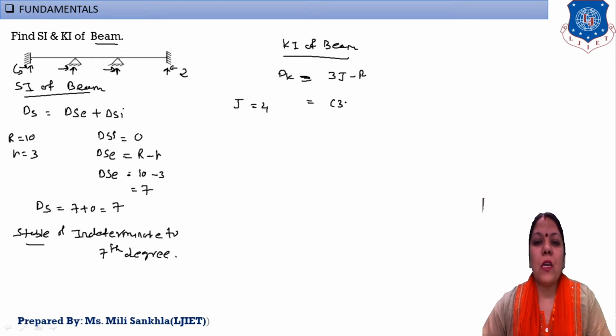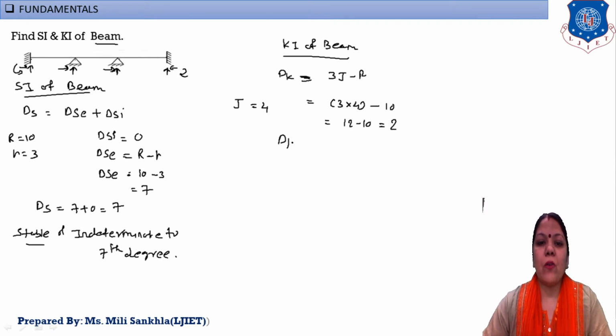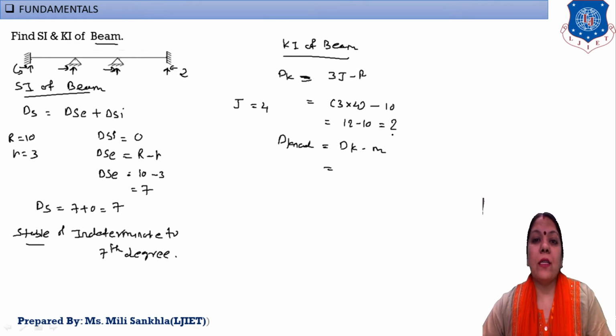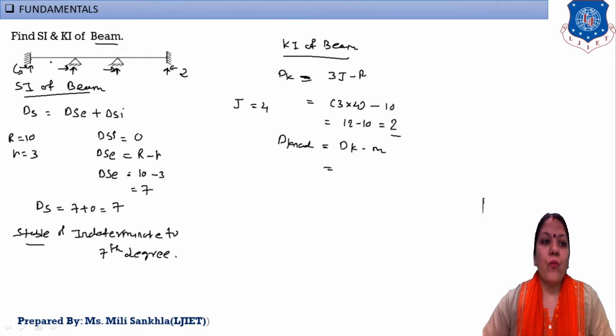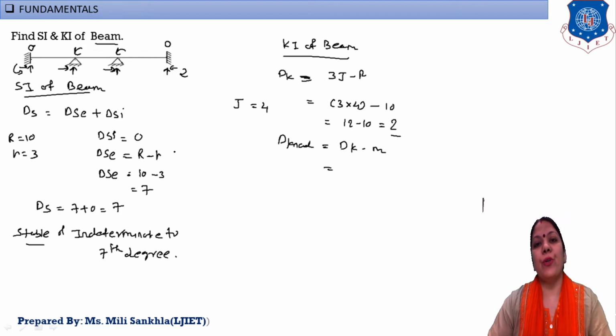Write down 3 into 4 minus R, we already found R is 10. 4 threes are 12 minus 10 is equal to 2. Second, we find out DK NAD, that is equal to DK minus M. Now are these two answers right or wrong? First we verify. Fixed support is allowing 0 degrees of freedom, no displacement. Hinge support is allowing for moment. Again this hinge support is allowing for moment, and this fixed support is allowing 0 degrees of freedom. This is the SI and this is the KI of beam.